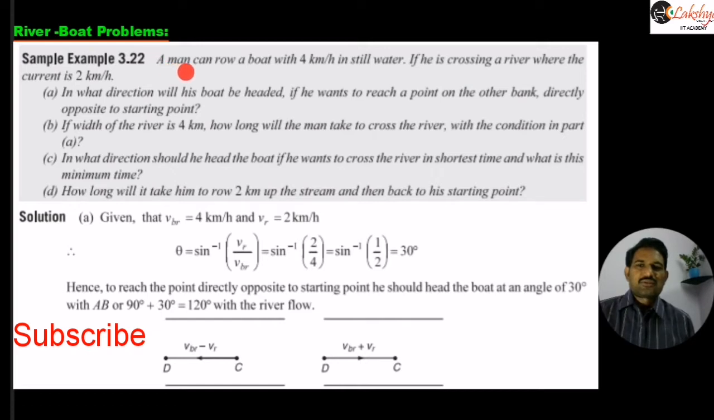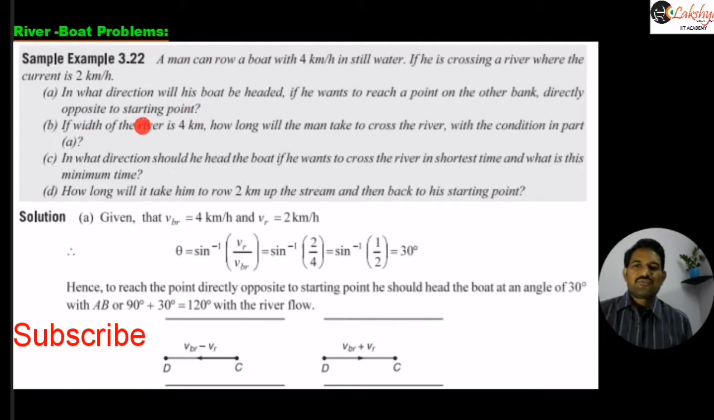A man can row a boat at 4 km per hour in still water. He is crossing a river where the current is 2 kilometers per hour. In what direction will his boat be headed if he wants to reach the point on the other bank directly opposite to the starting point? By reading this question itself, we need to identify which case this is. We already discussed some cases, so we need to identify which case it is. Directly reaching the opposite point is nothing but the shortest path, right? So he has to take the shortest path there.